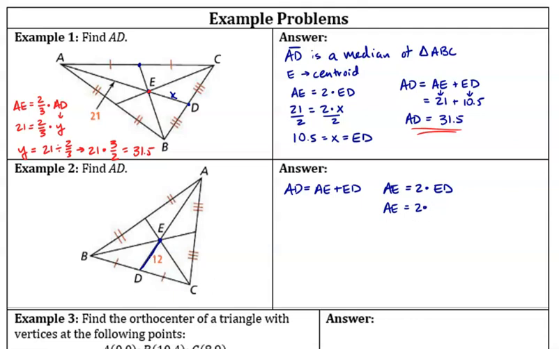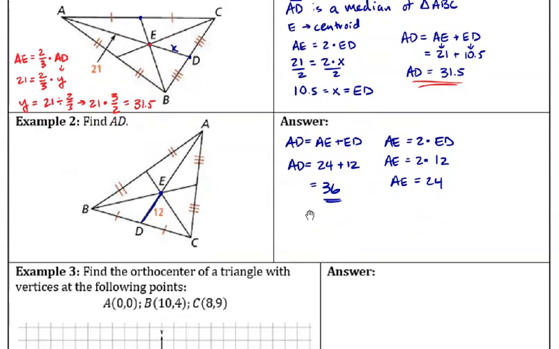12 looks a little funky. Let me just write that a little bit better. Then I can say that AE is equal to 24. Come back over here and I say, okay, AD is now 24 plus 12, which is going to give me 36. So AD is equal to 36. Again, I could have done that using this idea, but I think this way is just a little bit easier and faster.